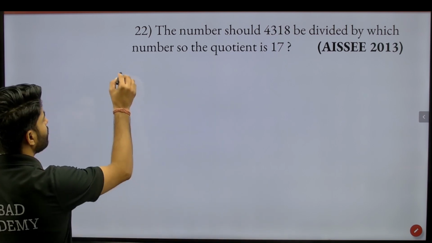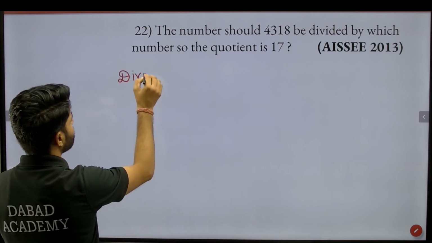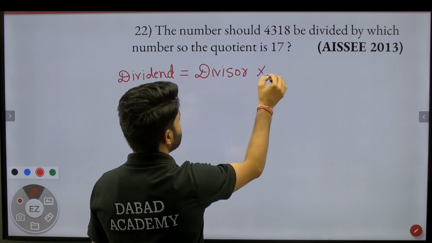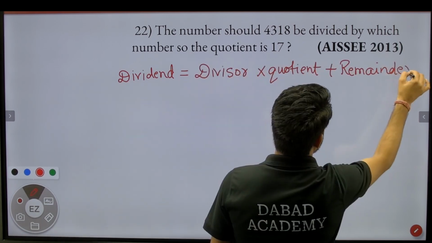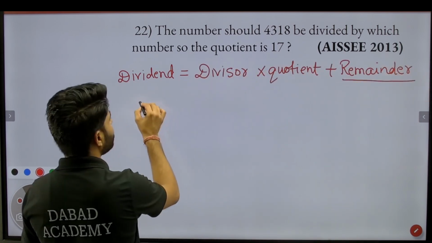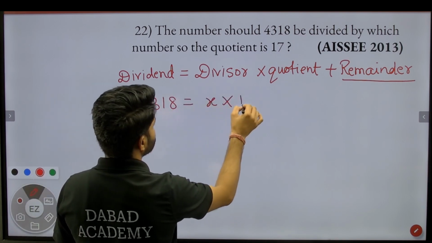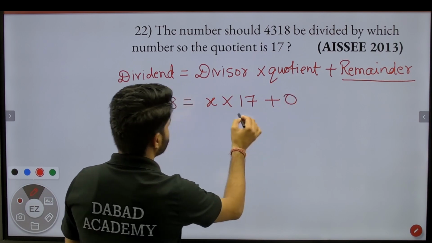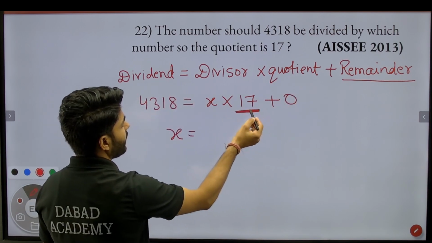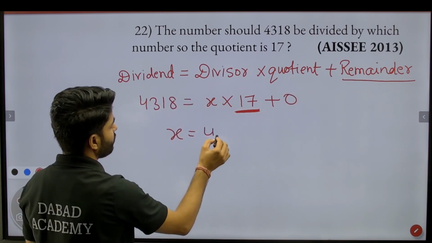So we already know the formula: dividend equals divisor into quotient plus remainder. So in this case we take remainder as 0. So dividend is 4318, divisor is, let's suppose, x, and the quotient is 17 and the remainder is 0. 17 right hand side multiply में, when we take it on left hand side it will be divide.